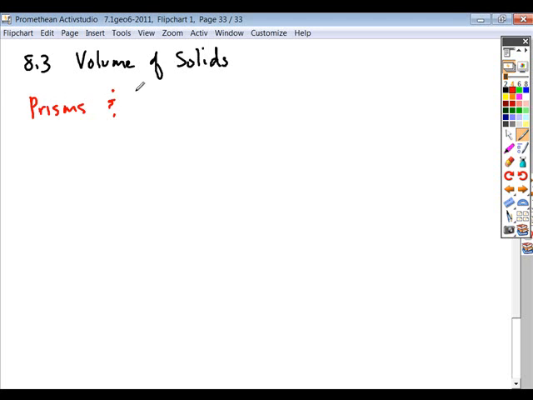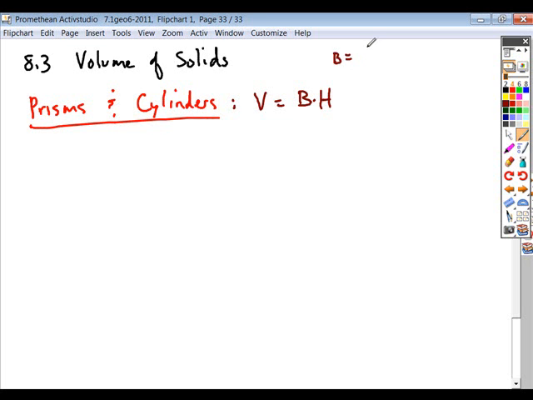The first volume formula has to do with prisms and cylinders. And for prisms and cylinders, the volume formula is capital B, capital H. Remember, capital B represented what? Area of base. And this can be very dynamic. This can change from figure to figure or solid to solid. Capital H represents the height of the whole solid. So that's the formula for both of those.